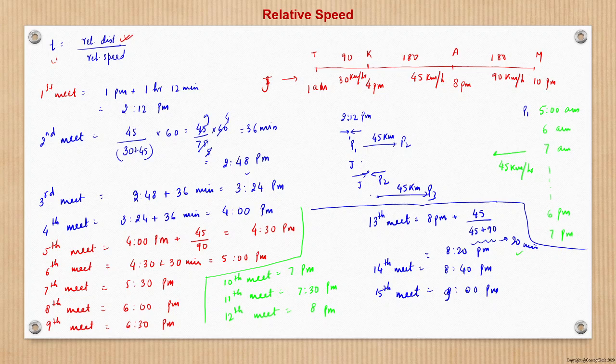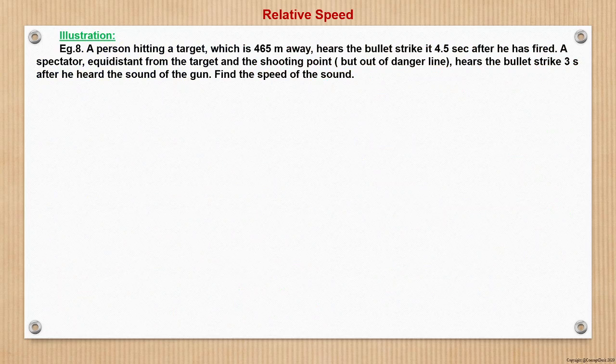So therefore, now we'll move to the next problem. I believe this is the last question of this session. Here the question reads that a person hitting a target which is 465 meters away hears the bullet strike it 4.5 seconds after he has fired. A spectator equidistant from the target and the shooting point, but out of the danger line, hears the bullet strike 3 seconds after he heard the sound of the gun. Find the speed of the sound.